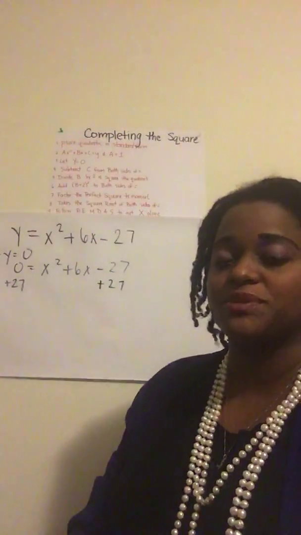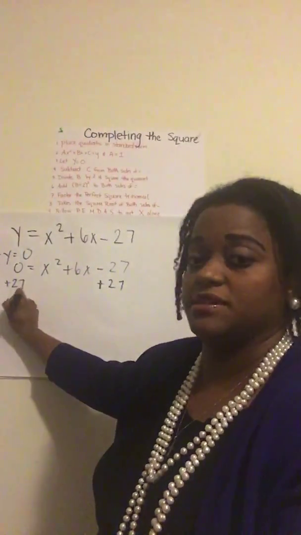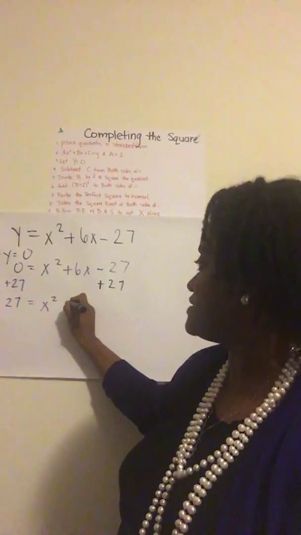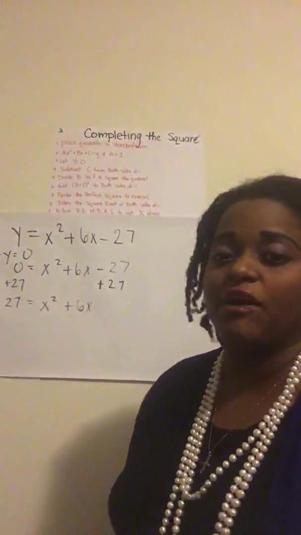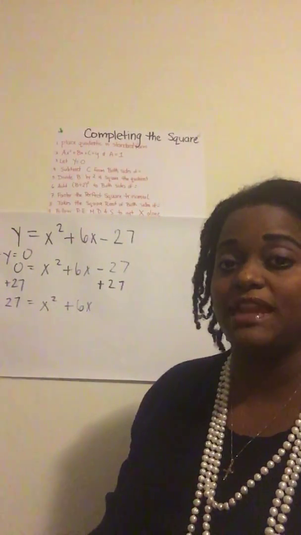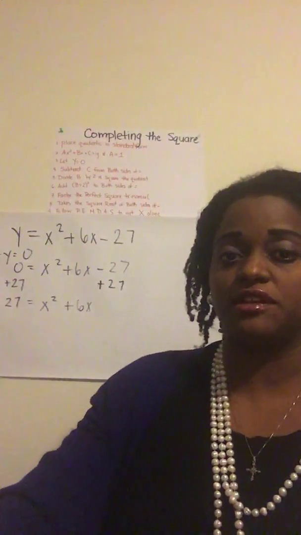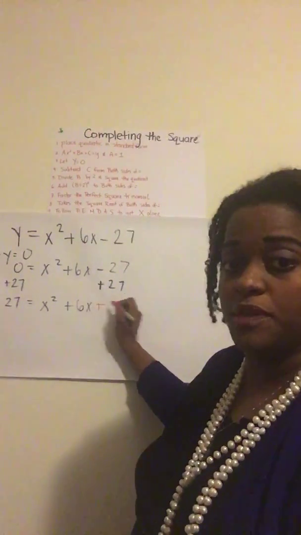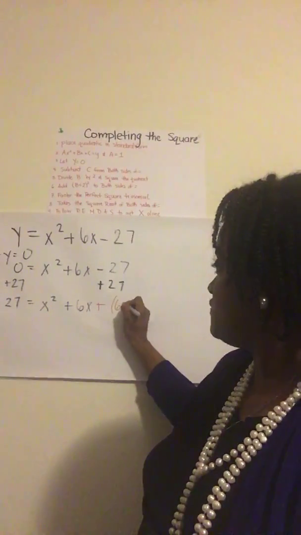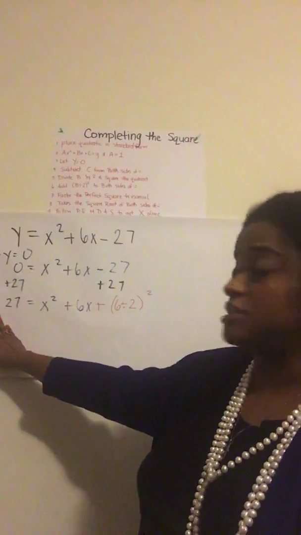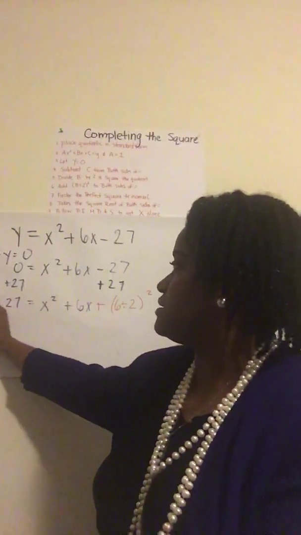After I add 27 to both sides, I get 27 equals x squared plus 6x. Now I want to take my b term, which is 6, divide it by 2, square it, and add it to both sides. That looks like plus 6 divided by 2, squared.